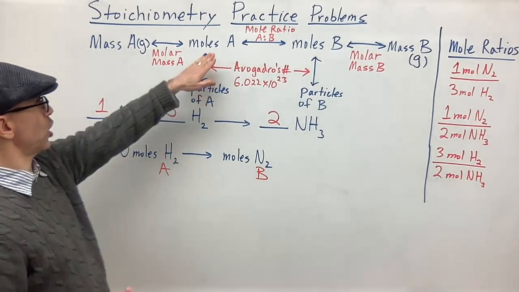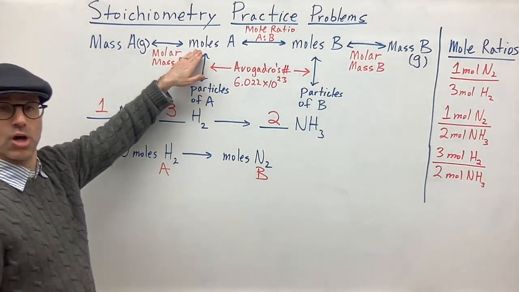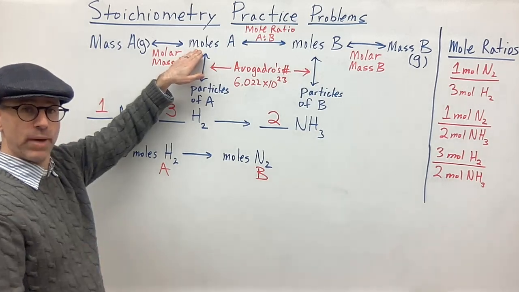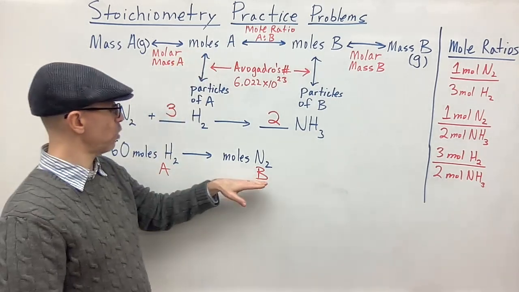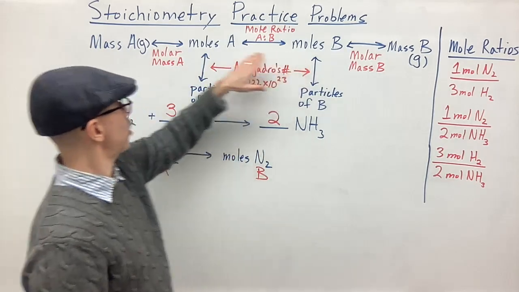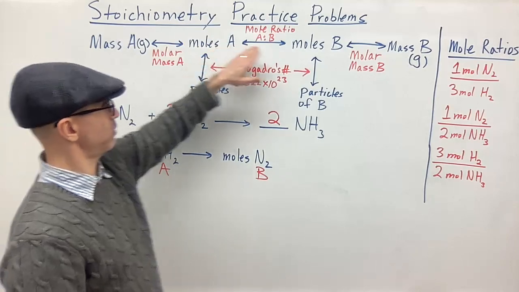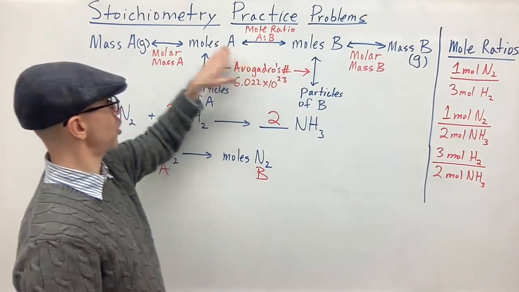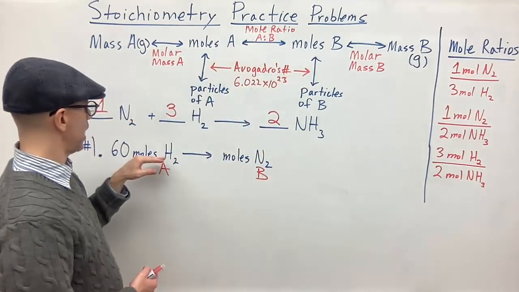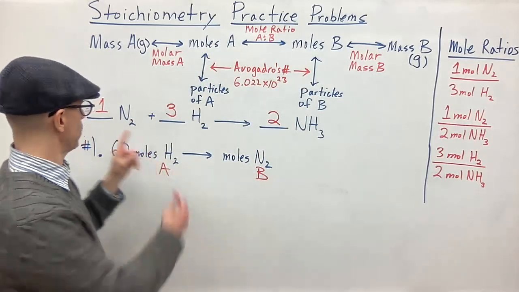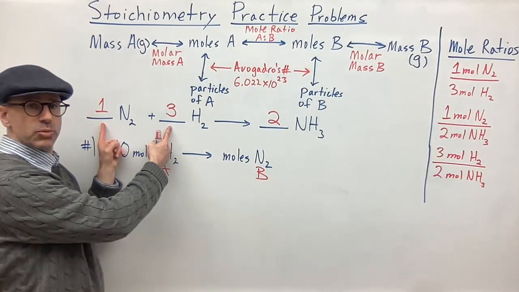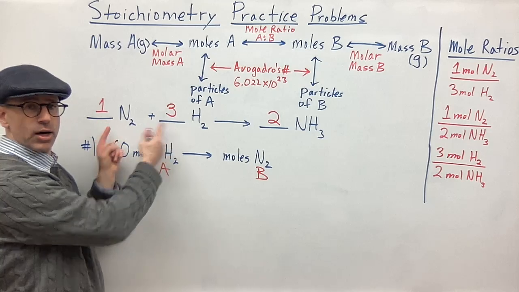We're starting here on our roadmap, and we want to get to moles of B, so we want to be here. So it's only one step. We want to go from moles of A to moles of B, so we're going to use the mole ratio between A and B. What are A and B? Hydrogen and nitrogen. So we're going to use the mole ratio between hydrogen and nitrogen to do our conversion.